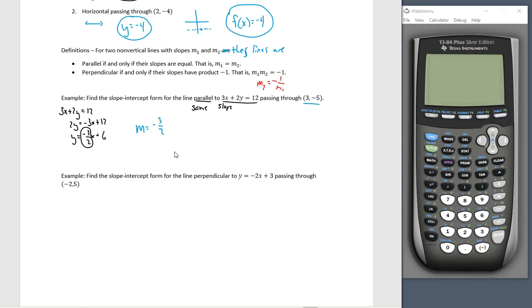And now I'll use the point given. So the point is (3, -5). If I'm given a point and a slope, I'm going to use the point-slope form of the equation of a line. So we'll have y minus -5 equals -3/2 times (x minus 3). That's y + 5 = -3/2 x plus, right? A negative times a negative is positive. 3/2 times 3 is 9/2. Let's subtract 5 from both sides.